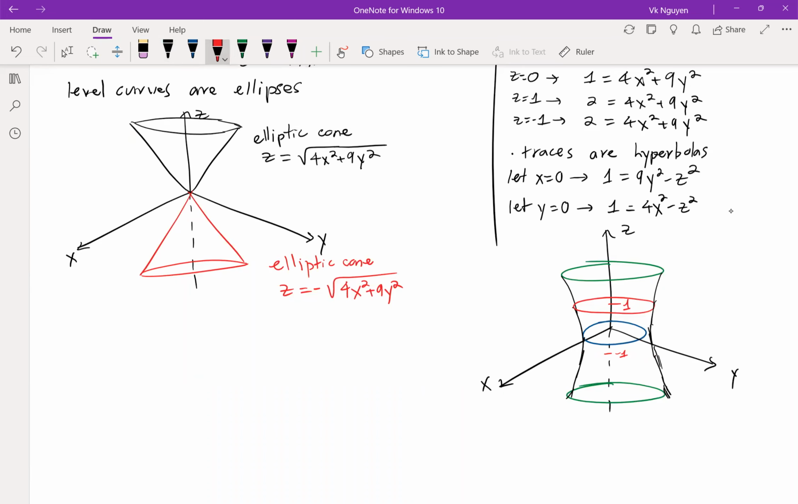Yeah, it takes a while to sketch this thing by hand though. A hyperboloid, a nuclear power plant. That is what we use to model it. We use a hyperboloid.